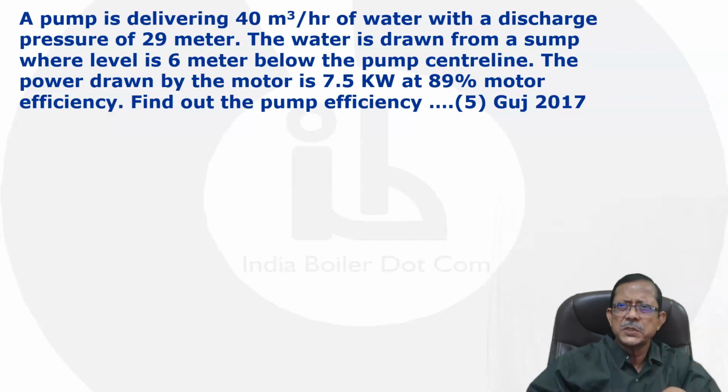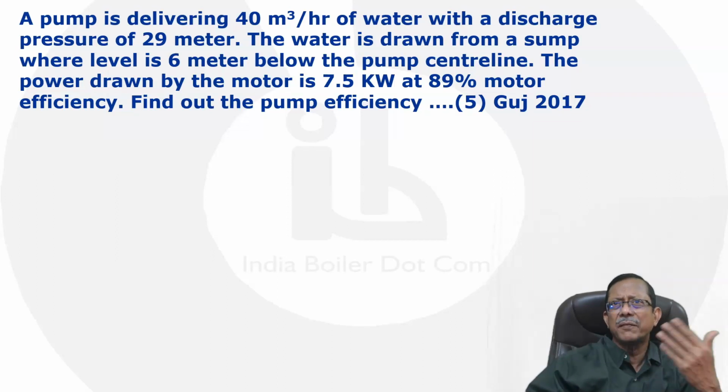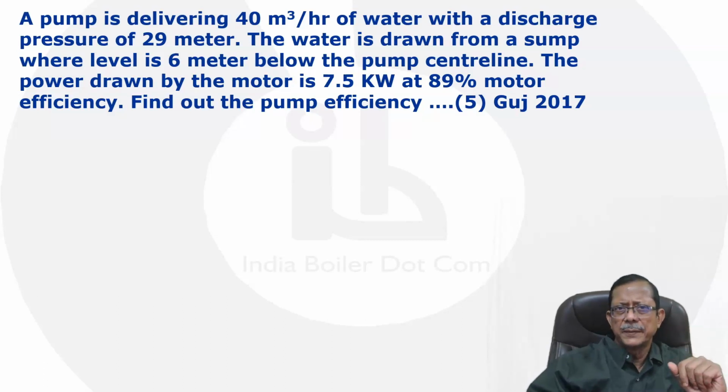So the pump is sucking the water from a level which is below the pump center line, 6 meter below the pump center line, and they are asking you to calculate the pump efficiency, but they have given you the power drawn by the motor as 7.5 kilowatt and the efficiency of the motor is 89%.